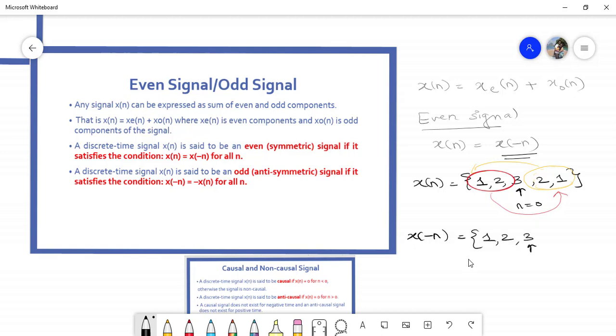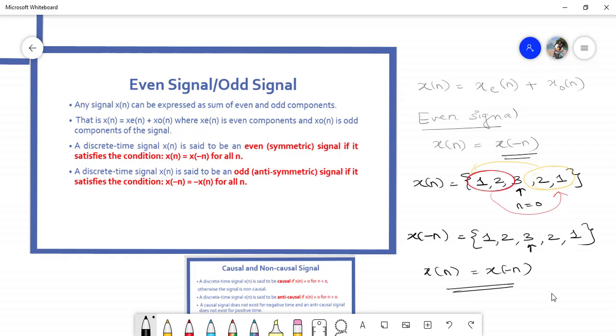If you observe both the signals, my x[n] is equal to x[-n], and therefore this particular signal is an even signal, because it satisfies the condition x[n] equal to x[-n]. Now let's take one example for an odd signal.